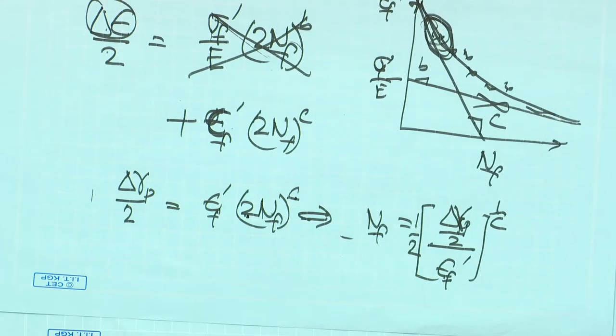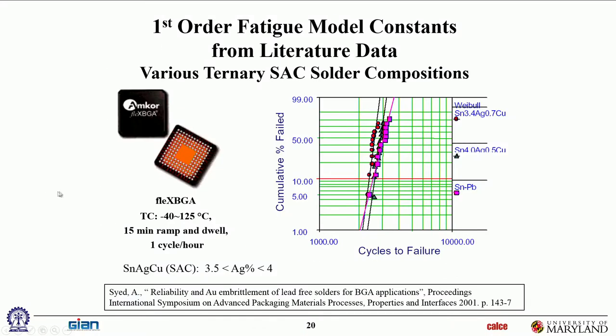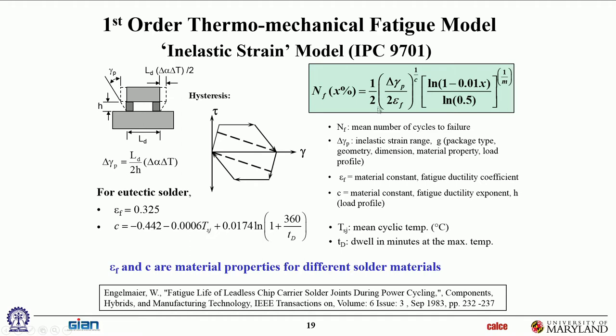Let's go back to the slide. Yeah, so that's that same expression, half delta gamma divided by 2 epsilon f to the power 1 over c. And then he added some statistics, because the reality is they're not all going to fail at that one cycle to failure. There'll be some distribution around it. So he put a Weibull distribution around it. This is the Weibull slope. If you want to find the probability of, let's say, 1% failure, you would put in 0.01 for x and solve this equation to find the number of cycles to 1% failure. Now let's look at how he modified this to take into account mean temperature and frequency.